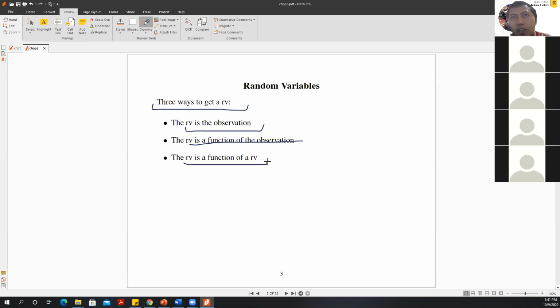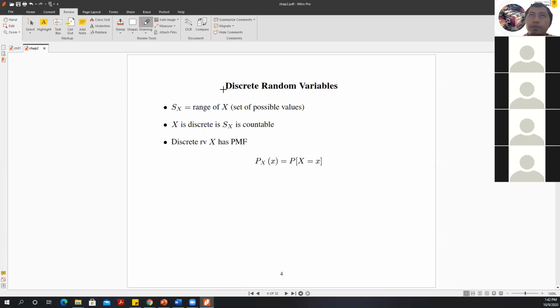And a function of random variable, yes, a random variable can be a function of a random variable. For example, we have a Gaussian random variable, Gaussian function. You see that there is a mathematical function, and based on its characteristics, we can generate the random variable. Okay, let's move forward.